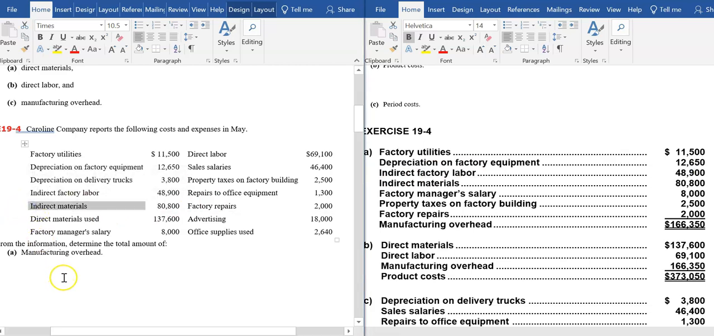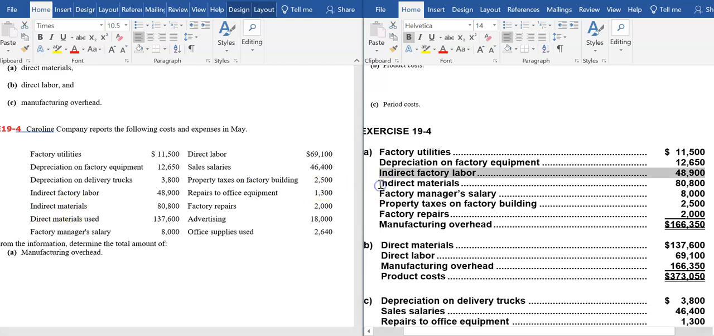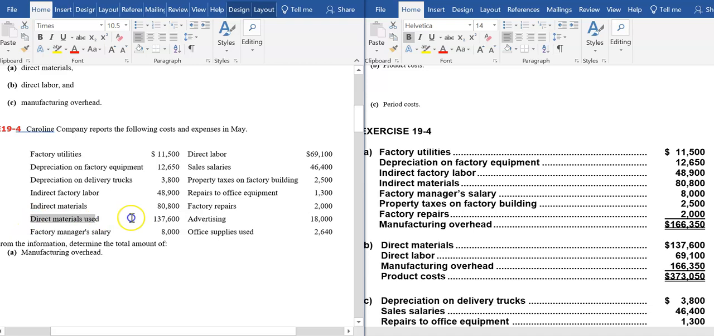Indirect materials. It is a product cost because it has to do with the materials making the product, but they are indirect. They are not direct materials. So they are also an indirect cost of making the product. Direct materials used. These are a product cost because they are materials used to make the inventory. However, they are direct, so these would not be included in the overhead cost. They are a direct material.